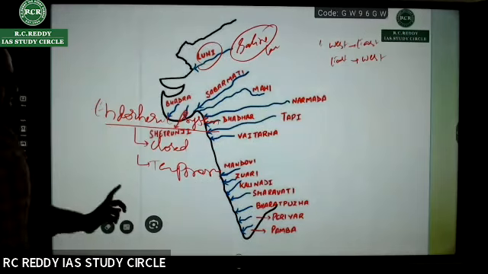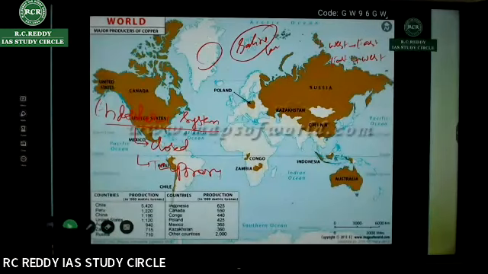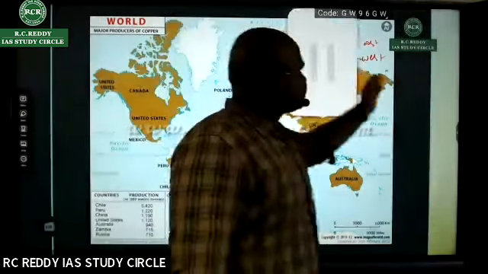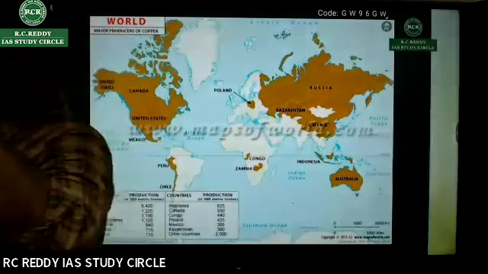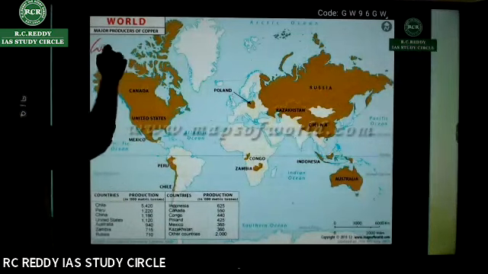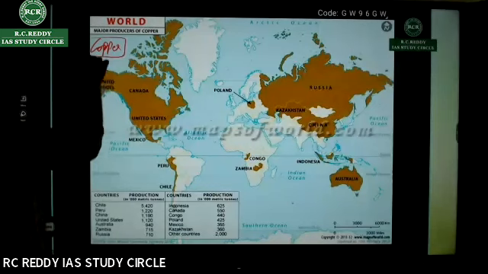Once you understand this, we are into minerals. In minerals, I have picked five which are important. Okay, one is copper. Look at copper.